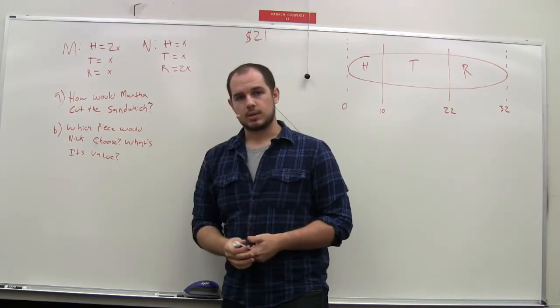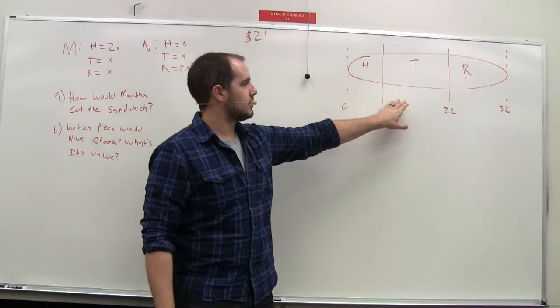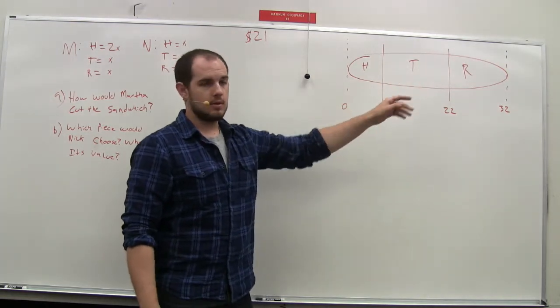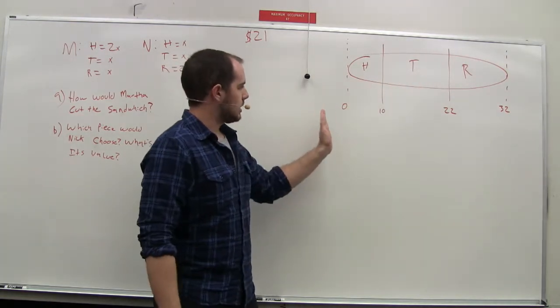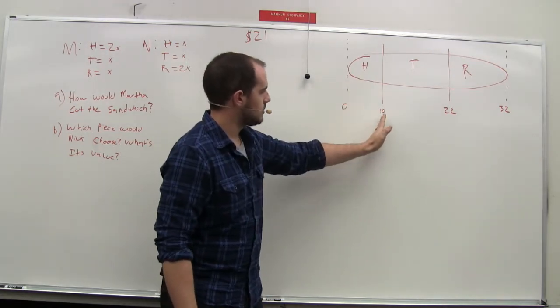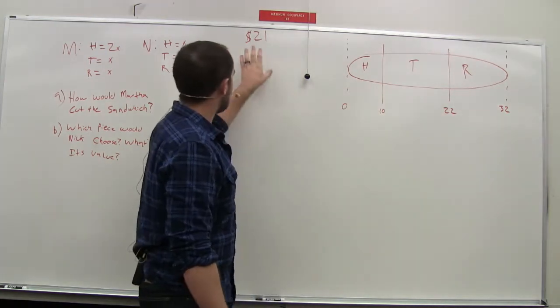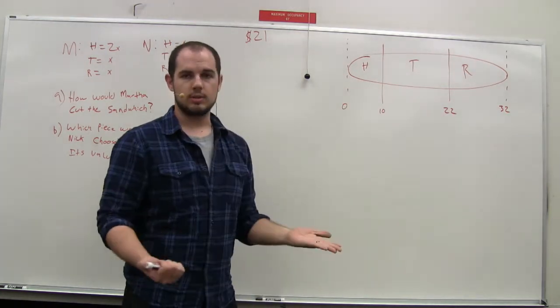Now let's look at the sandwich that we're trying to divide. We have our ham flavor, our turkey flavor, and our roast beef flavor. The problem tells us that the sandwich is 32 inches long total, with the flavors ending at the 10-inch mark, the 22-inch mark, and then the 32-inch mark. And we're also told that the sandwich costs $21.